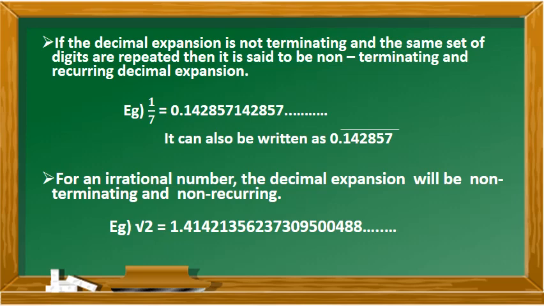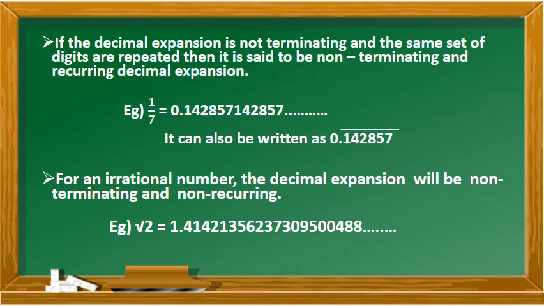0.142857142857... That is, the dots represent that the decimal expansion does not terminate or end. It can also be written as 0.142857 bar, where the bar above the digits indicates that the set of digits is repeating or recurring. Hence, 1 by 7 has a non-terminating recurring decimal expansion.